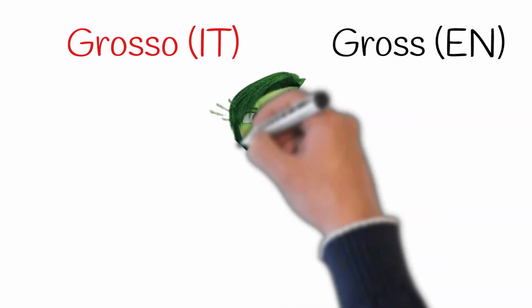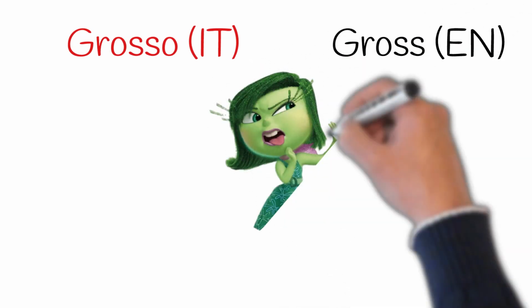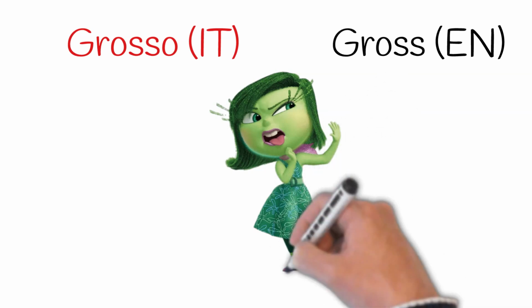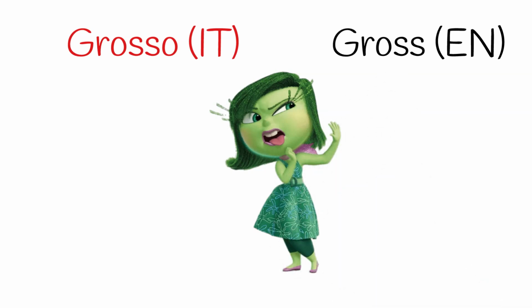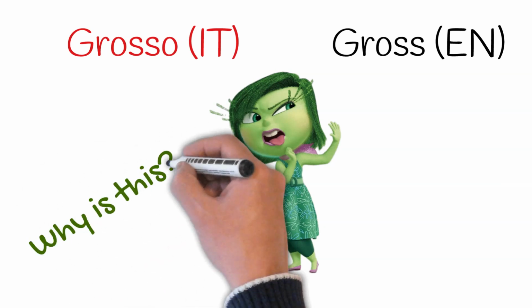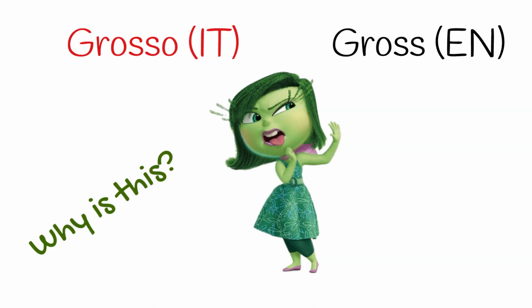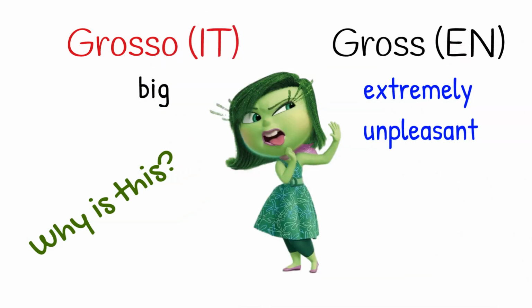Number 5, Grosso and Gross. Visualize being given something truly disgusting to eat and telling your Italian-speaking friend that it is grosso. Clearly, they're surprised at your reaction as it's only a small portion. Why is this? Grosso in Italian means big, and gross in English means extremely unpleasant.